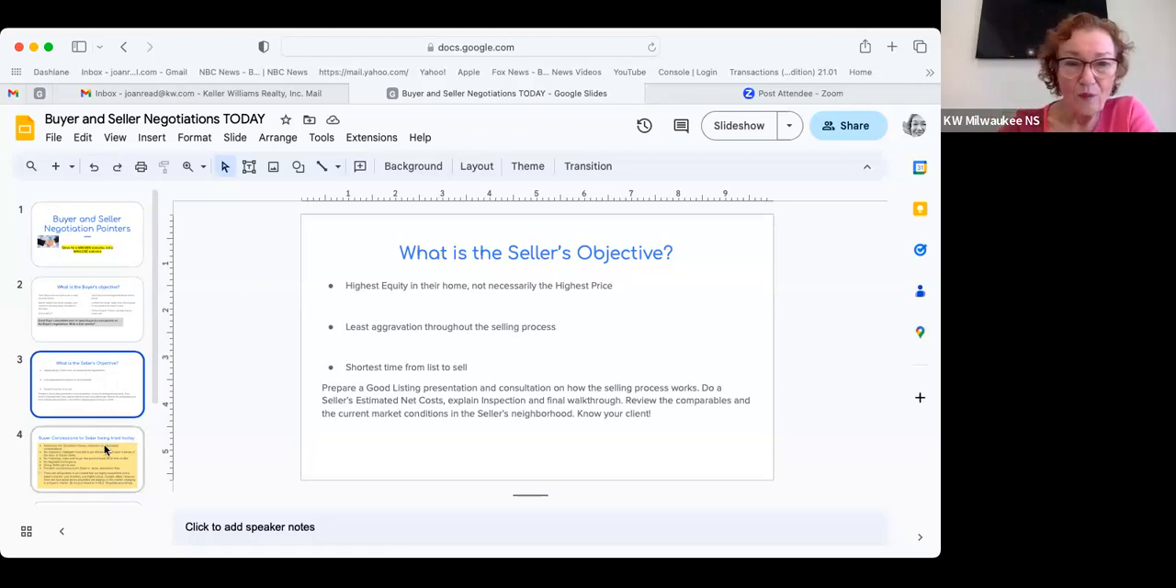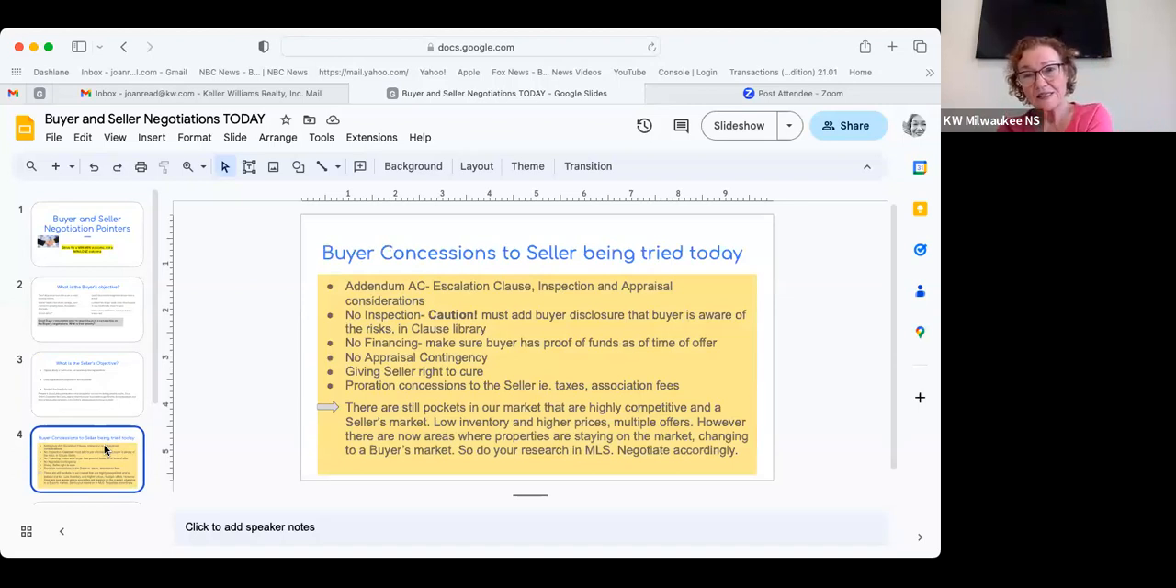Now, in today's market, we have a tight market. It's still a seller's market, more so in some neighborhoods than others. But we are still seeing situations where, if you're working with a buyer, you're going to have some competition. There may be multiple offers. So your negotiation is really how much can you incentivize the seller to pick your offer without giving up your protection from the risk of buying a house that you really probably shouldn't have bought. So considering the risks, these are the common concessions to the seller being tried today.